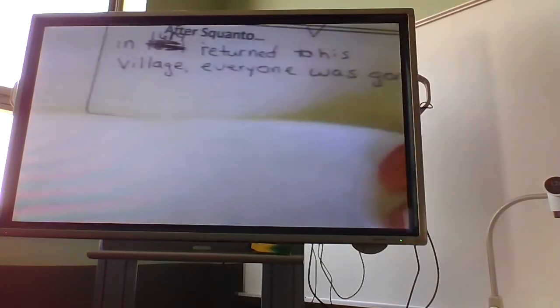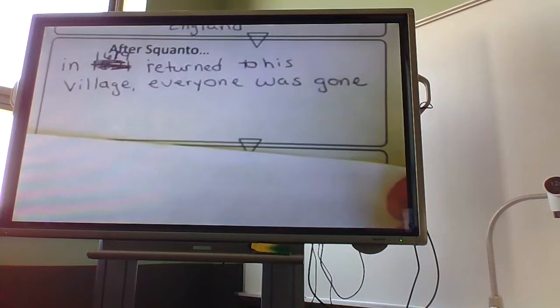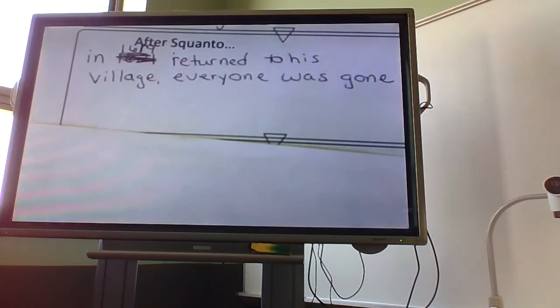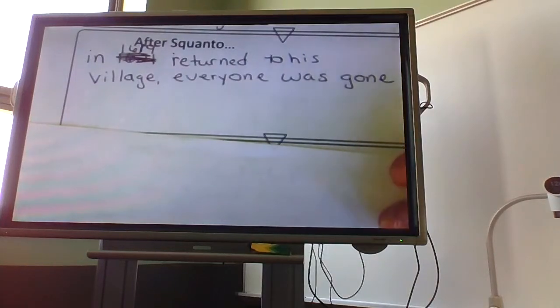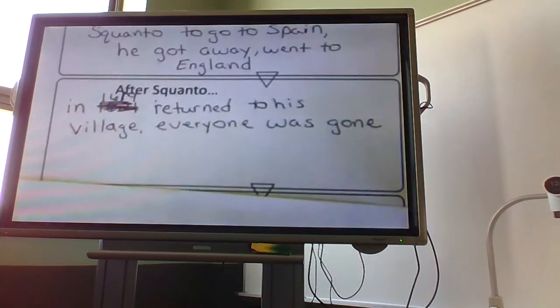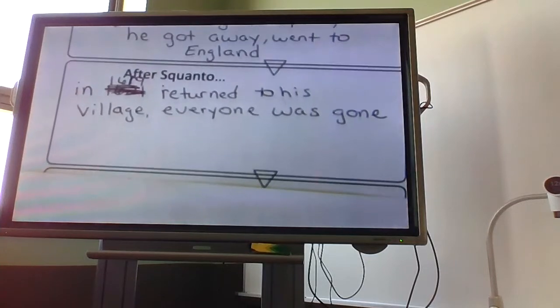Okay, so let me show you what "after" would look like. This is what I put on "after." In 1619, because that would have been 5 years, he left in 1614 and returned in 5 years. So 1614, 15, 16, 17, 18, 19. That would be 5 years. So in 1619, he returned to his village. Everyone was gone. Can you guys see that? Okay?